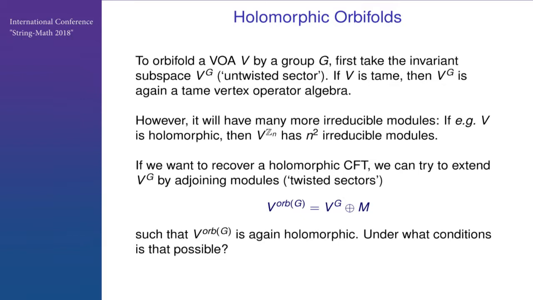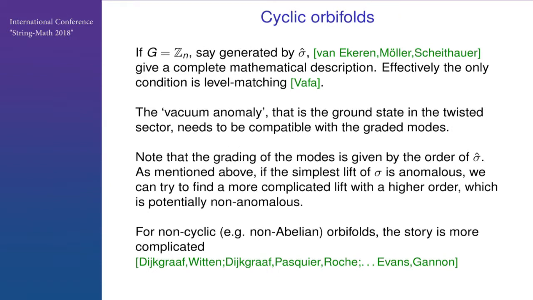And at least for cyclic orbifolds, there are conditions, but the conditions are essentially level matching. So fairly recently, the mathematical theory of these cyclic orbifolds has been worked out in complete rigor, and indeed what van Ekeren, Möller, and Scheithauer found is that effectively the only condition is level matching.